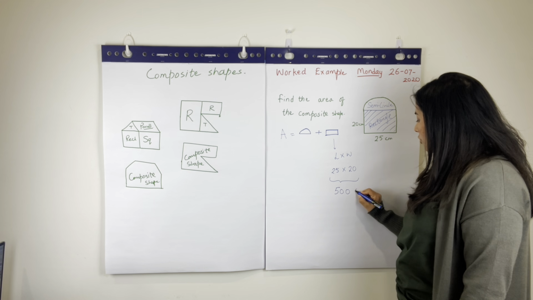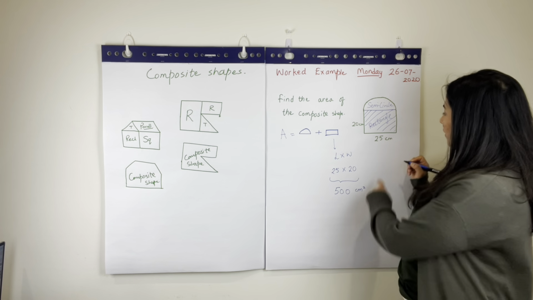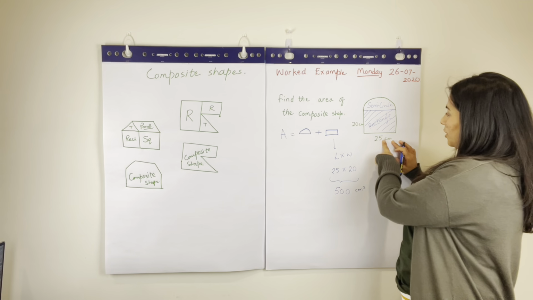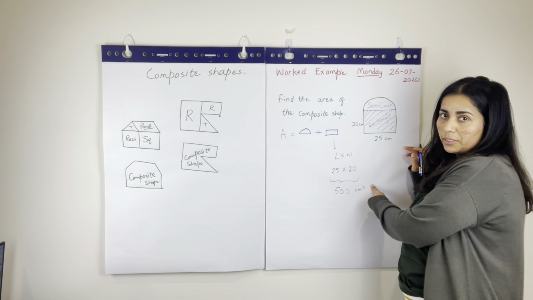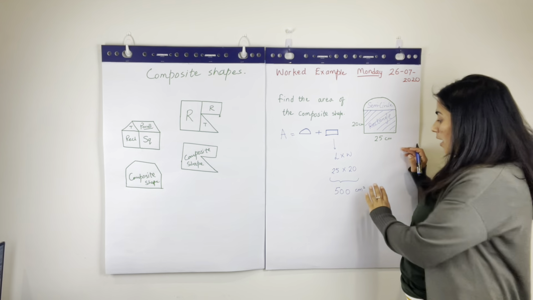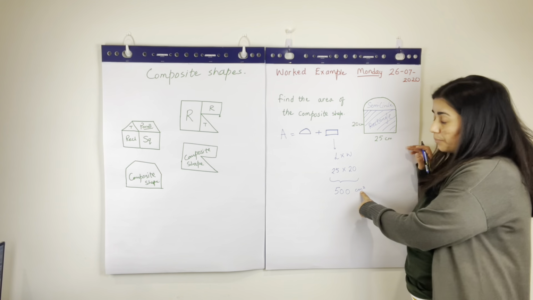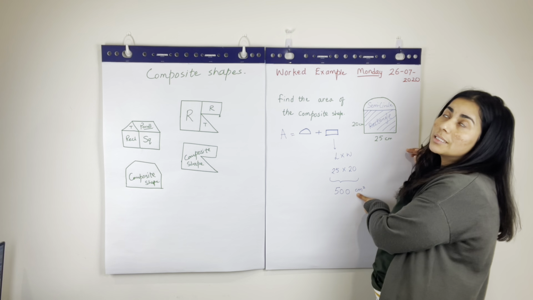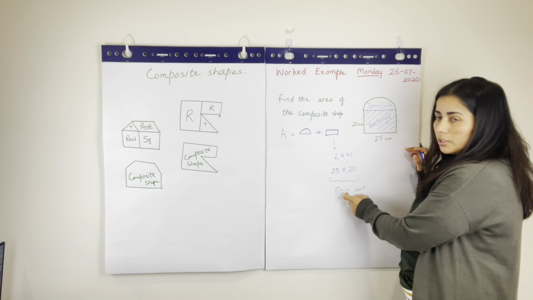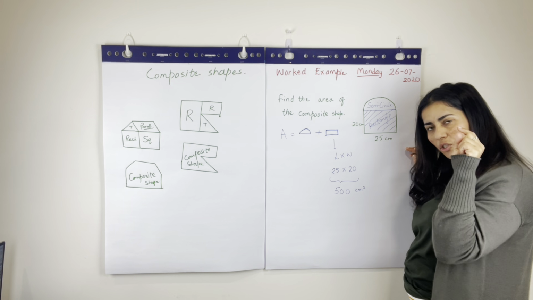When you multiply these two together, you get 500 centimeters squared. Because your dimensions are given in centimeters, that means your area is going to be centimeters squared, not meters squared, and you cannot leave it empty either. You must use your unit of measurement. Unit of measurement is really important. 500 tiny squares of centimeter size.